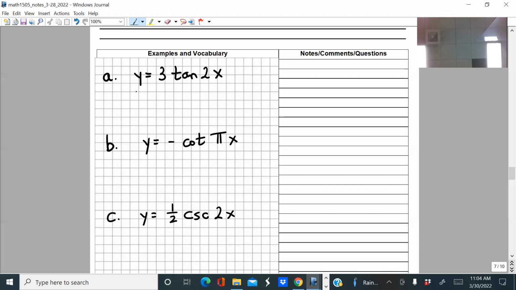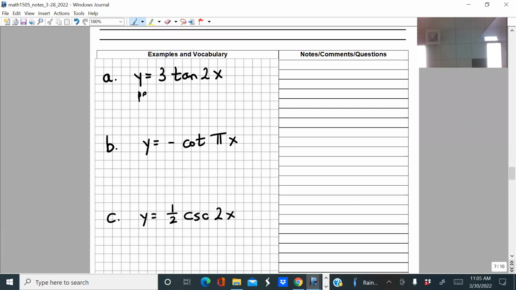Well, the main thing that's changed here is the period, right? So what's the new period here going to be? Pi, right? Not 2 pi, because the period for the tangent is pi. So you take pi divided by this value k, you get pi over 2, all right? So you get a branch of the tangent curve every pi over 2 units when we graph this, instead of every pi units when you graph the normal tangent.